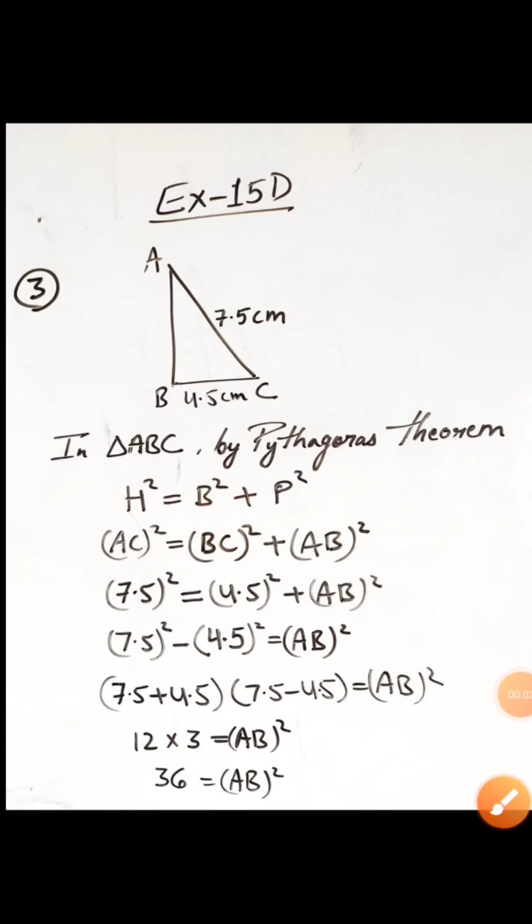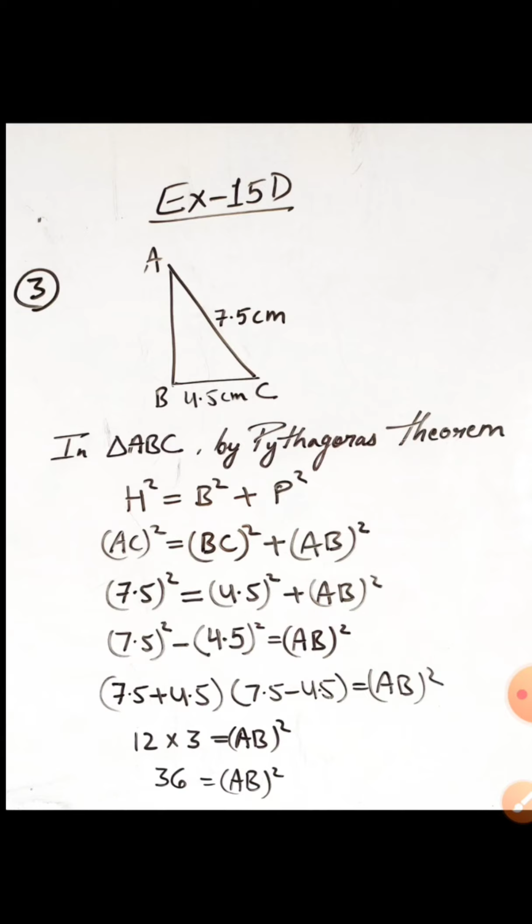Now come to question number 3. Question number 3 says that the length of one side of a right triangle is 4.5 centimeter and the length of its hypotenuse is 7.5 centimeter. Find the length of its third side. So here we have the length of the hypotenuse and one side. We know the length of one side.